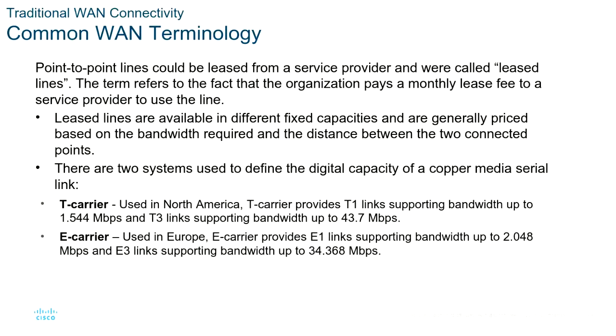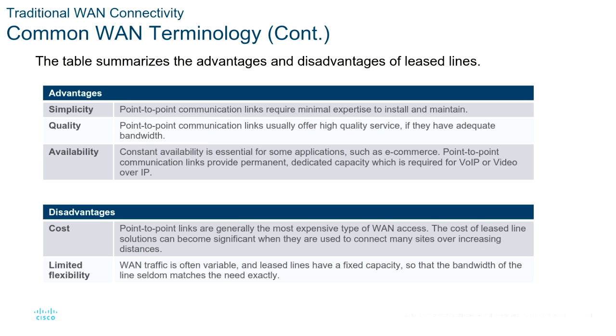In Europe, they're called E-carrier instead of T-carrier, and they have a slightly higher capacity. They have like 30 channels instead of 24 channels. So point-to-point communication is if you have the wire available and it has the amount of bandwidth that you need.